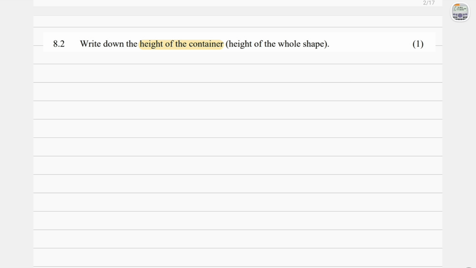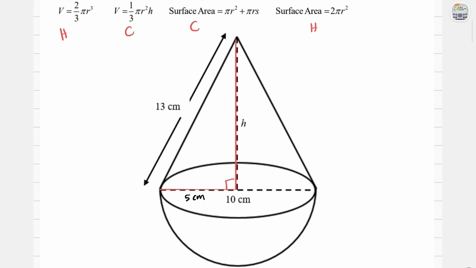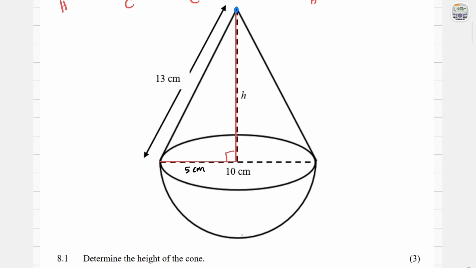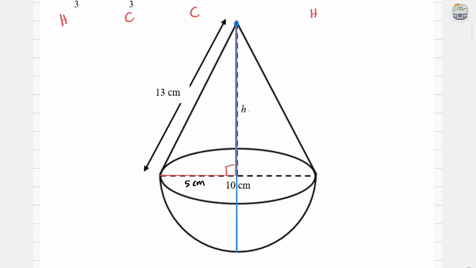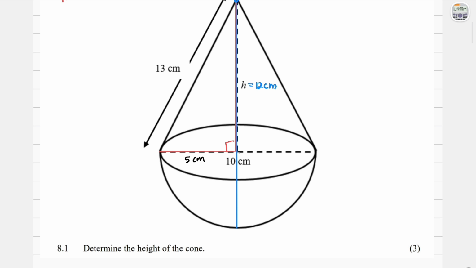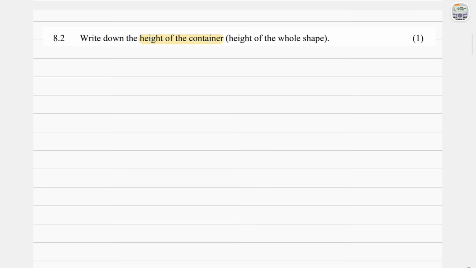Okay, so the height of the whole shape. That is from this highest point here all the way down to this point. We already know this height is 12 centimeters. So what exactly is this height? Remember, this is the radius, from the center to the circumference of this hemisphere. So if we know that the hemisphere's radius is 5 centimeters, we'll just say 12 plus 5.